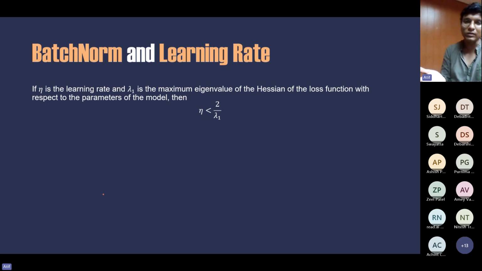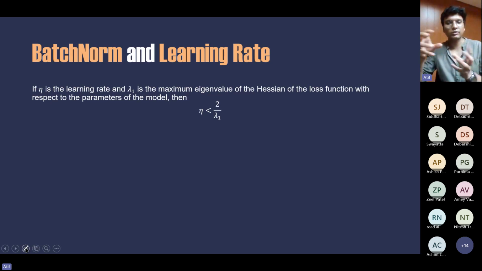What is lambda 1 here? What is eta? Eta is the learning rate. Lambda 1 is the maximum eigenvalue of the Hessian of the loss with respect to the parameters. What does that mean? I'll quickly give you an overview of what the Hessian is.